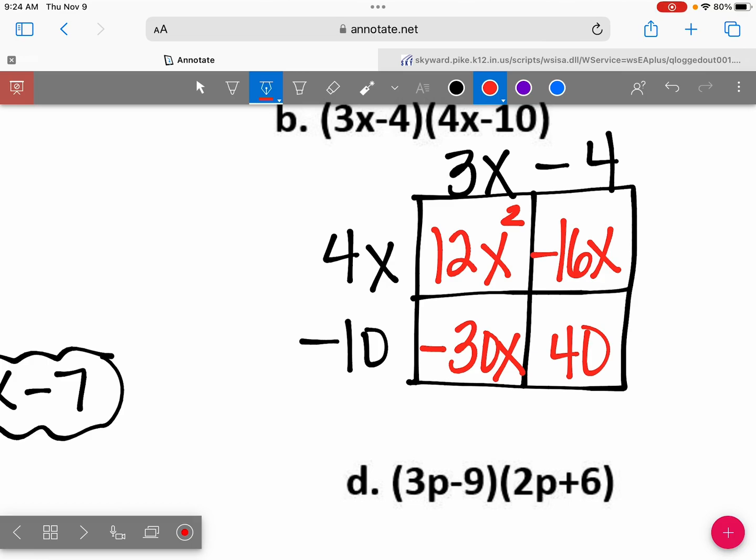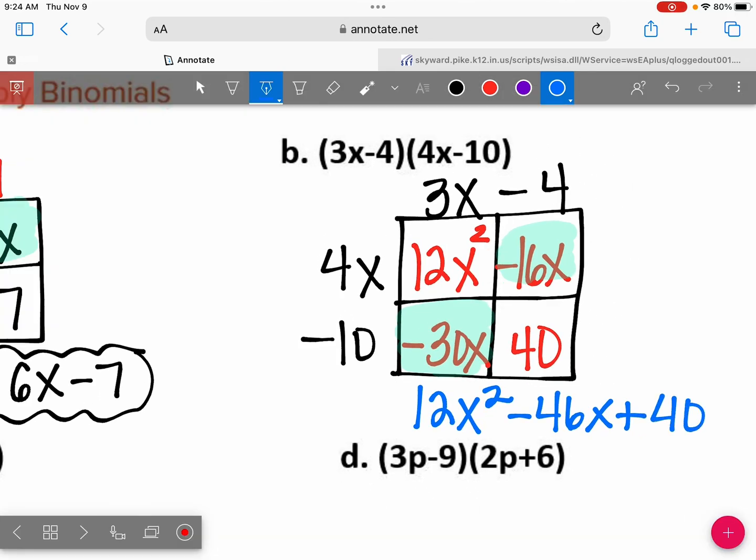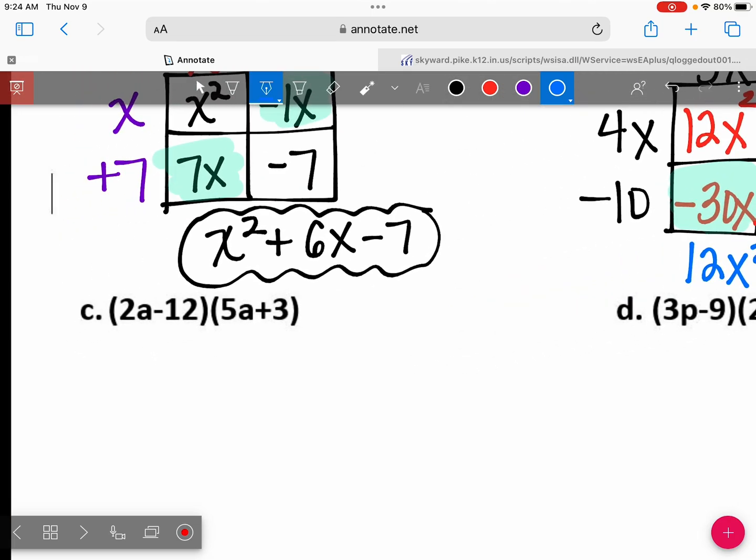So now we're going to look for like terms. Do we have like terms? We do, these two. So I have a 12x squared. And then when I add these 2 boxes together, negative 16 and negative 30 is negative 46x plus 40. So I still haven't quite seen enough of you all get the right answer, so we're going to keep going.